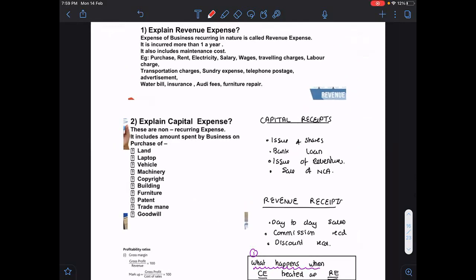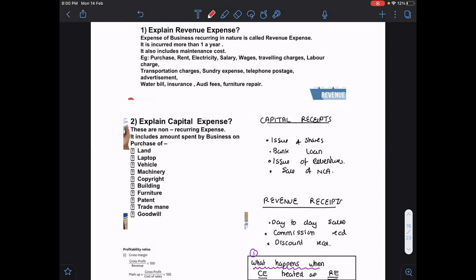Explain what is revenue expenditure, capital expenditure, revenue receipt, capital receipt. Revenue expenditure are all the expenses relating to the day-to-day operations of the business. Example, purchases, salary, wages. Capital expenditure is all the non-recurring expenses that include amounts spent by the business on the purchase of, for example, laptop, vehicle, machinery.